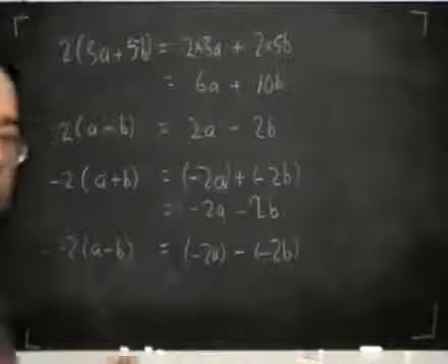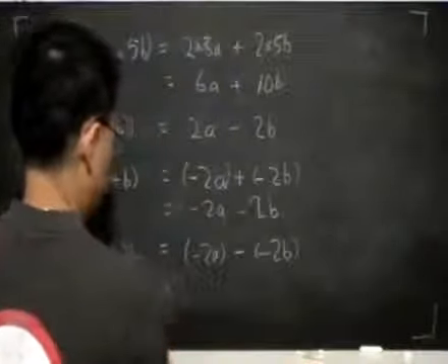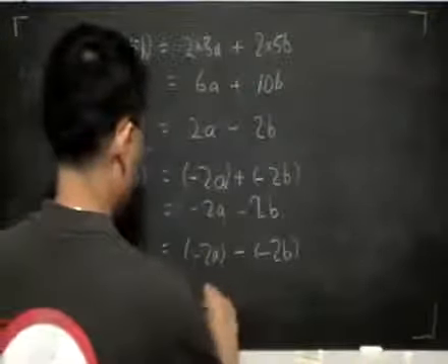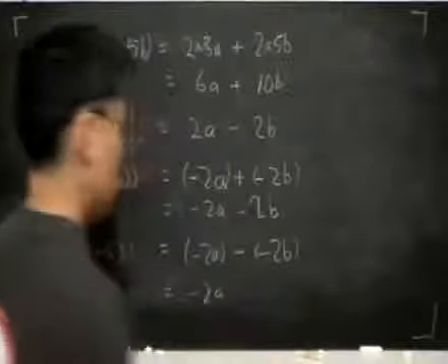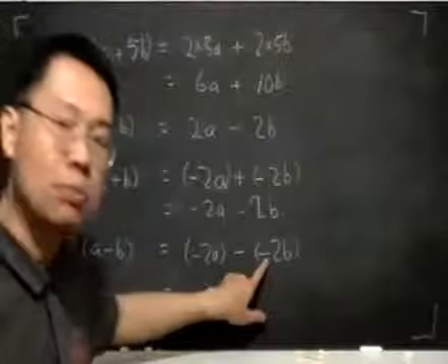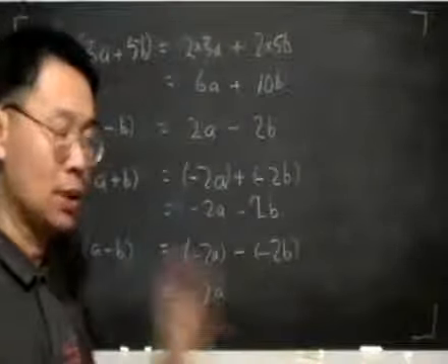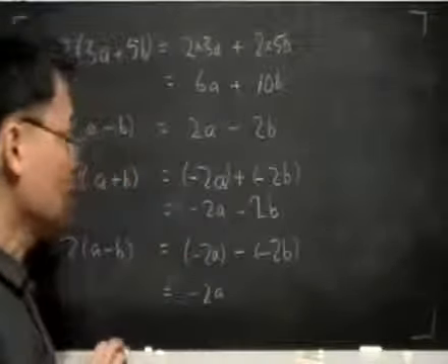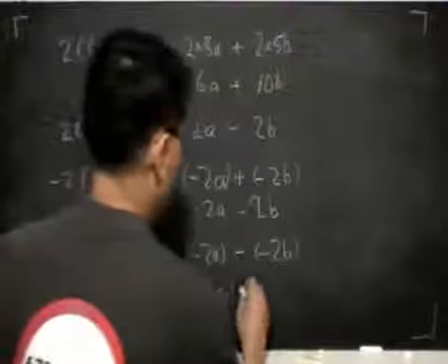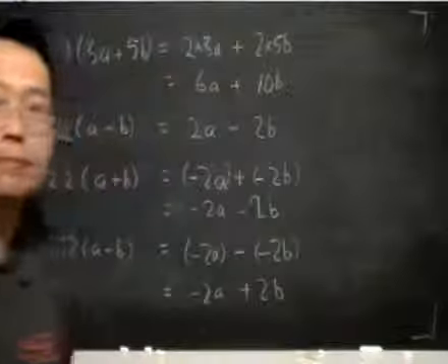Alright, now let's remove all the brackets. Bracket of minus 2A is just minus 2A. Minus of minus 2B. Well, minus and minus cancel, it's like minus 1 times minus 1, which gives plus 1. So the minus and the minus cancel, and I would just get plus 2B.